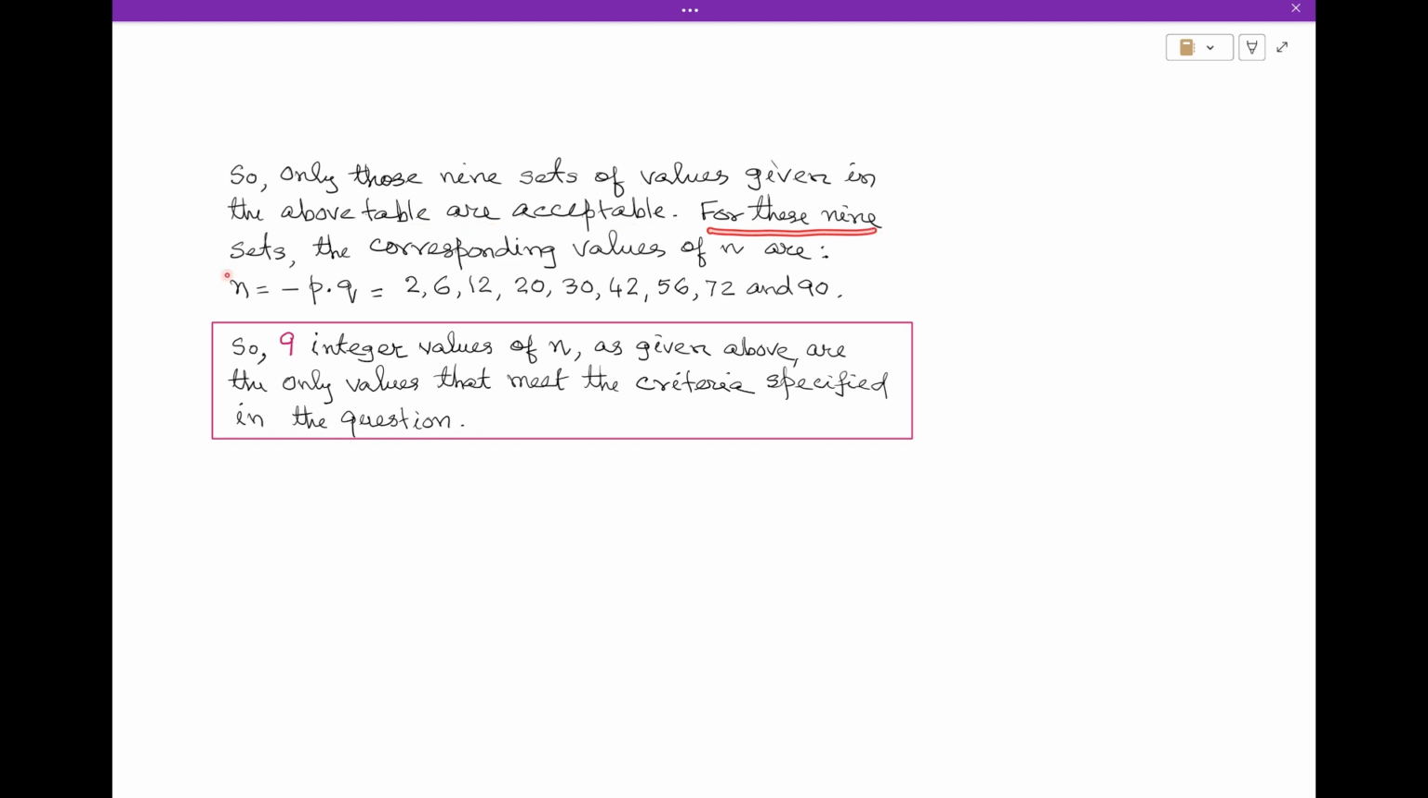For these 9 sets, the corresponding values of n are n is equal to minus pq is equal to 2, 6, 12, 20, 30, 42, 56, 72 and 90. Therefore, 9 integer values of n as given above are the only values that meet the criteria specified in the question. Thank you. This is the answer.